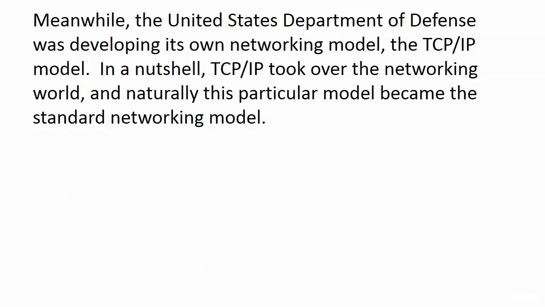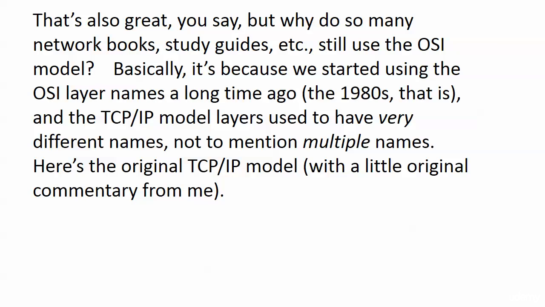networking model over time. So if that's true, that's great, you say, but why does everyone still use the OSI model, especially when we're talking about troubleshooting, you know, L5 issues and L6 issues, that kind of thing? Well, basically, it's because we started doing so a long time ago, because the OSI layer names have been the same for a long, long time. And the TCPIP model layers, as I've mentioned a couple times, used to have very different names, not to mention multiple names. And here's what I'm talking about.